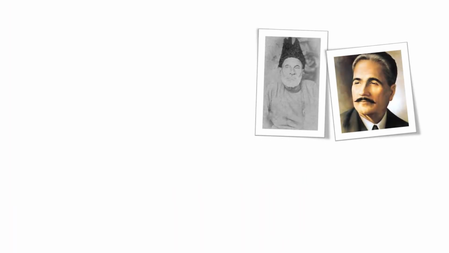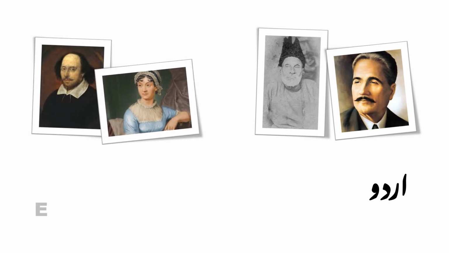Urdu is written from right to left, whereas English is written from left to right. This may seem difficult at first, but don't worry. By the end of the series, you will get the hang of it. Now let's take a look at the alphabets. Urdu has the following 38 alphabets. In this lesson, we will learn about these 6 alphabets. So let's get started.